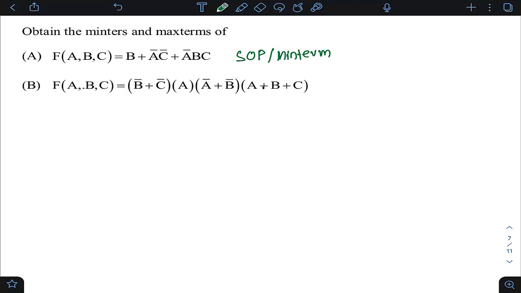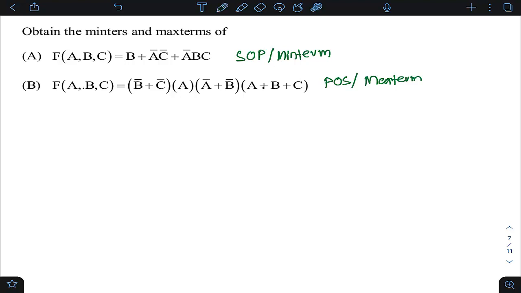The second function is in POS form. From POS, we can get the max terms first, and from the max terms, we'll get the min terms. That is the actual process. If you go by the book approach, it is very lengthy. So I have an equivalent shortcut technique. I'm directly discussing the shortcuts without going into the actual process, though I'll give you some idea of how the actual thing happens.